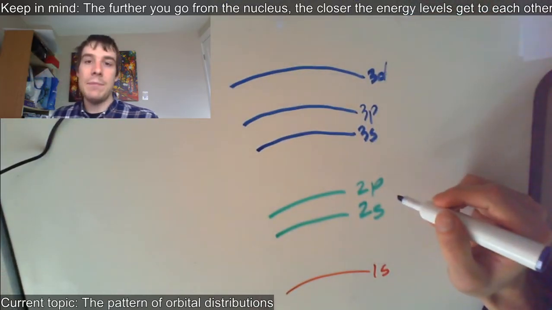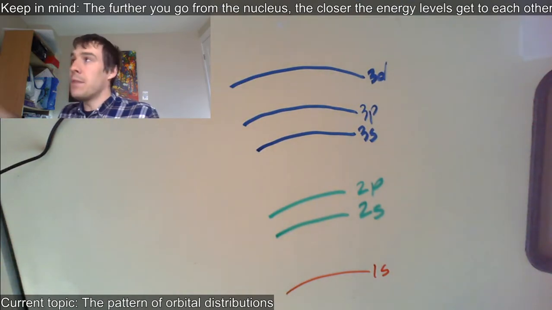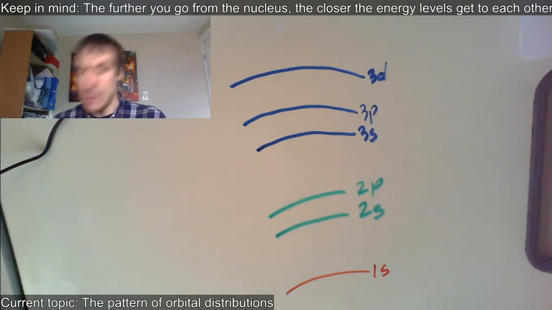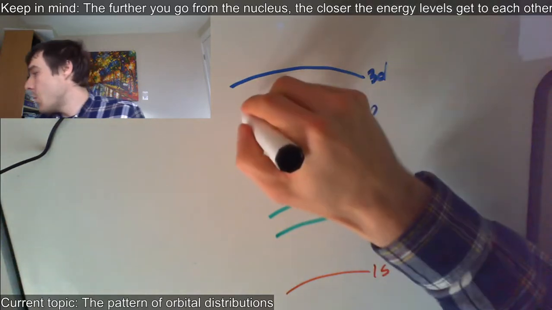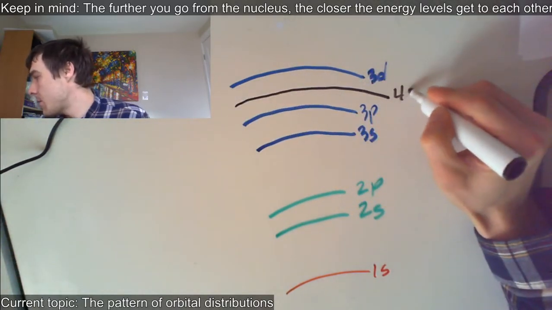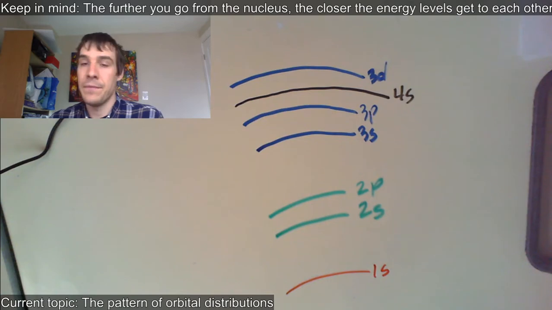That would be wonderful, but that's not actually what happens, because the further up you go, the further you go from the nucleus, the closer the energy levels get to each other. And annoyingly, 4s just sneaks in ahead of 3d.